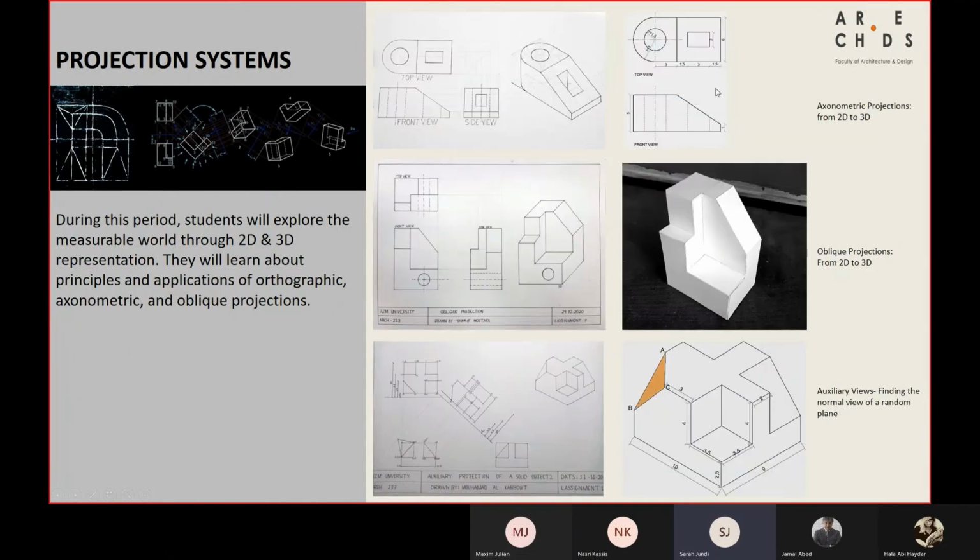And vice versa, I give them the multi-view drawings of a solid object and they need to draw its 3D. And they learn how to draw the circle in axonometric projection. And of course, they learn the oblique projections. And the auxiliary views, I give them a solid object with a random plane, and they need to find the normal view of the random plane with the use of certain techniques.